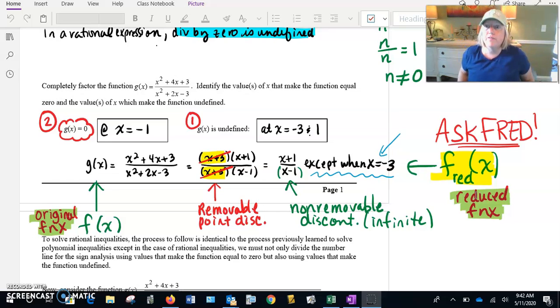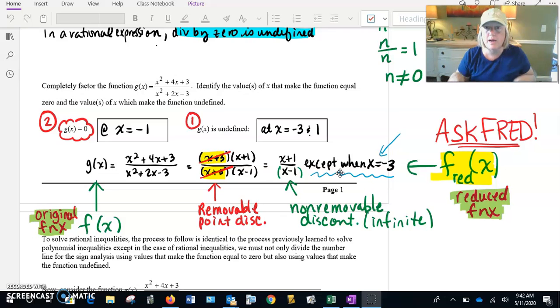If the reduced function is Fred, Fred knows everything about the rational function. He knows where the zeros are. He knows where the undefined values are. Anything that was removed becomes the exception that's written right here, which tells us that we have a point discontinuity, and so on. Now, I did want to talk about what we mean by a removable discontinuity there.